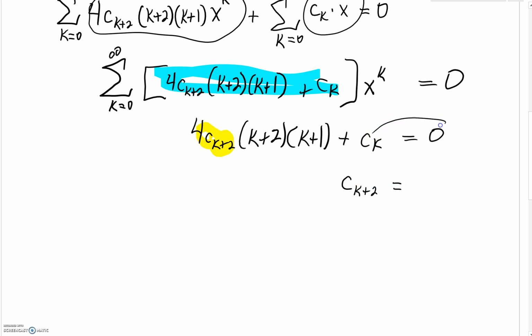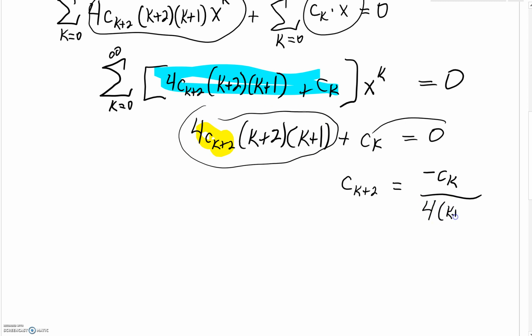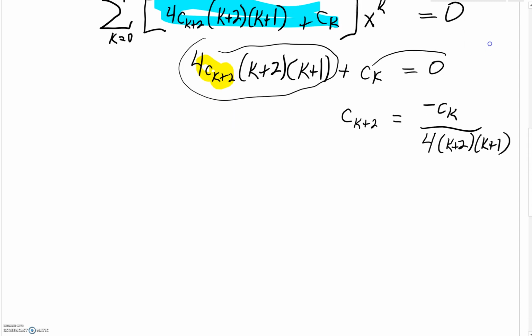What's going to happen? Well, this c sub k is going to move to the right. That's a negative c sub k. And then all of this stuff over here, we're going to divide by a 4, by a k plus 2, and also a k plus 1. And look at that right there. We are well on our way. We have a way to express the one coefficient in terms of another.